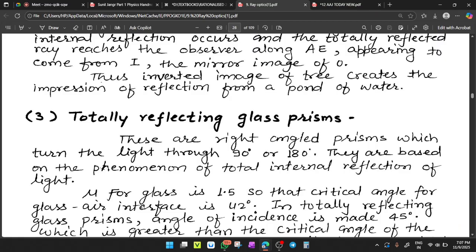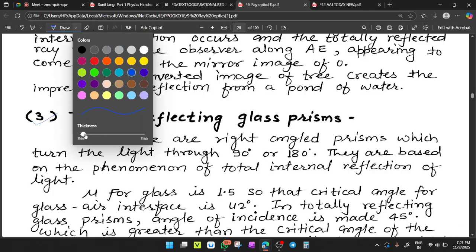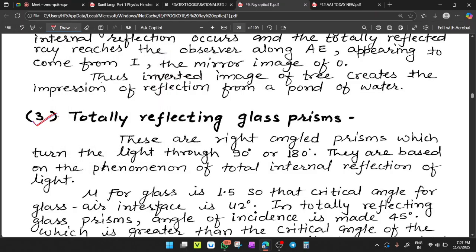So here we are starting the topic of class 12th optics, totally reflecting glass prism. What is a totally reflecting glass prism? Actually, this is a technique. Totally reflecting glass prisms are optical instruments used for giving a particular angle to the incident ray.